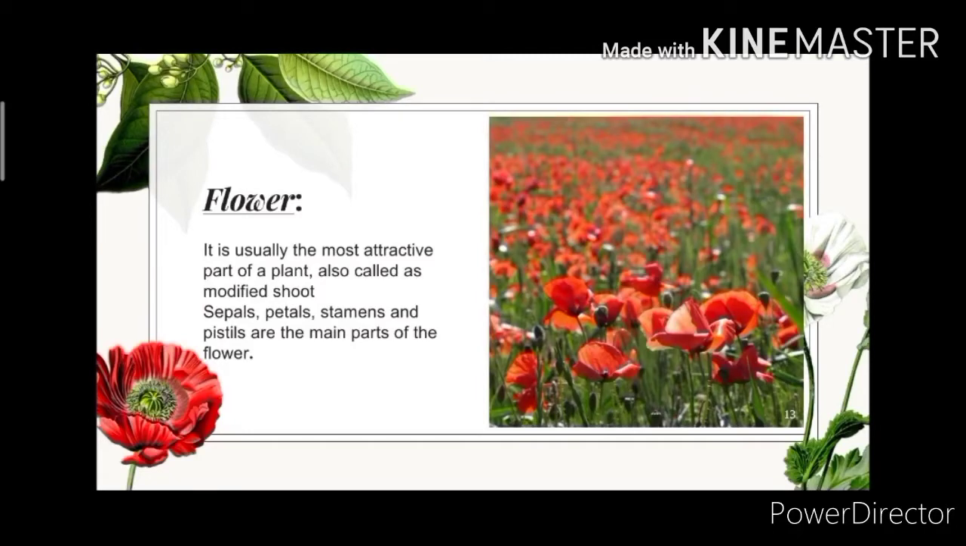Next is flower. Flower is usually the most attractive part of the plant, and it is generally a modified shoot system.